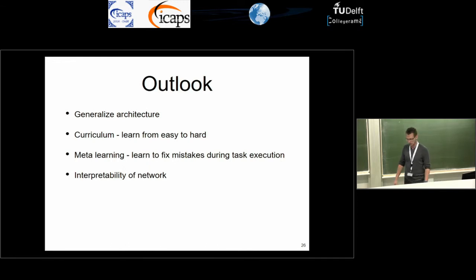And so there's a lot of things we can do in the future. We want to generalize this architecture. We still want to use the input that's most natural for the problem. So in Sokoban, we have images, and in TSP, we have a graph, but in a way, we want to generalize it to other problems. And we also want to build a curriculum, so if we learn to solve, let's say, a one-object Sokoban, we want to use that information to solve two-object Sokoban.